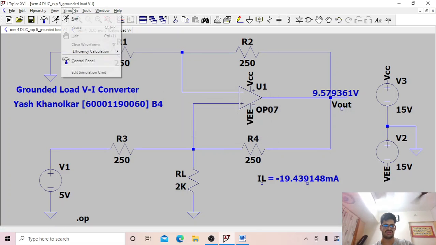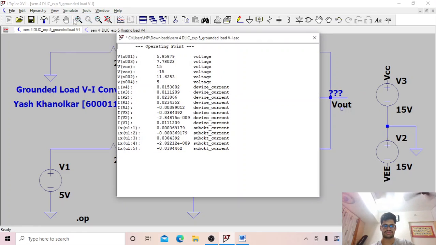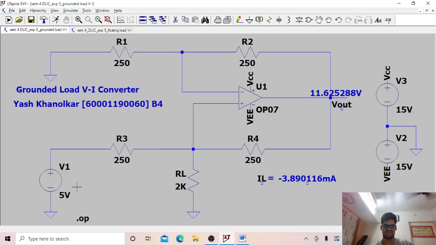So now because the RL value will be greater than 450 ohm, the circuit shouldn't run properly. Yeah, so we can see at 5 volt supply voltage and at the load resistance of 2K, we are getting a load current of 3.89 milliampere, which shows that the circuit is not running properly because we have taken a load resistance greater than 450, so it can't convert the voltage to current at the output. And this is all I have to show in the grounded load V2I converter experiment.